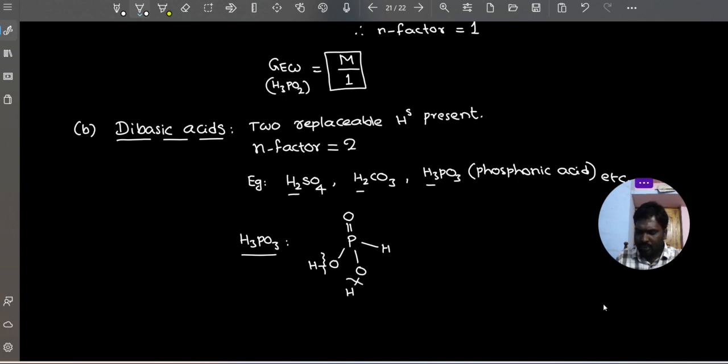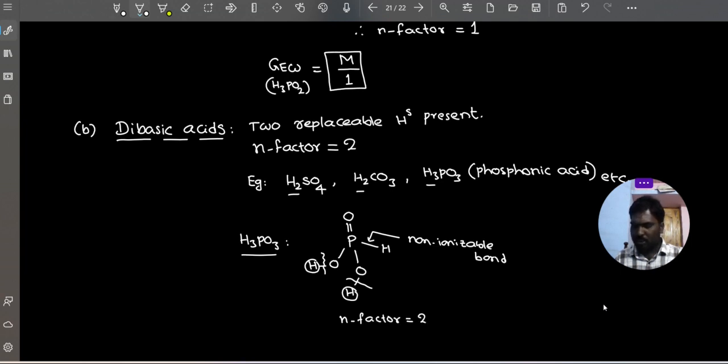I already explained based on electronegativity difference that these OH bonds are polar, breakable bonds. So that's why the two hydrogens are replaceable hydrogens. But this other bond is a non-ionizable bond, non-breakable, because the electronegativity difference is 0, a non-polar covalent bond. So the N factor is 2.